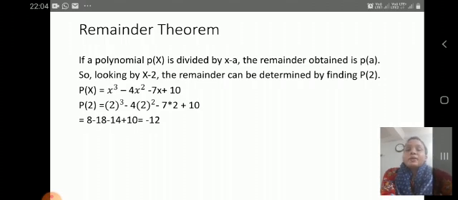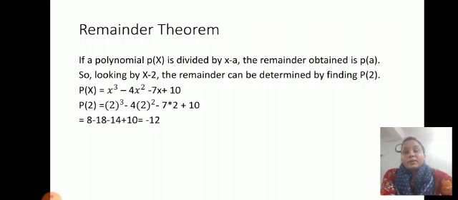Now the most important is the remainder theorem of polynomials. If a polynomial p(x) is divided by x minus a, this is the general form we are talking about, p(x). In the place of p(x), it may be p(1), p(2), p(3). So p(x) is divided by x minus a. The remainder obtained is p(a). It means we are considering which number is dividing the polynomial, like x minus a.